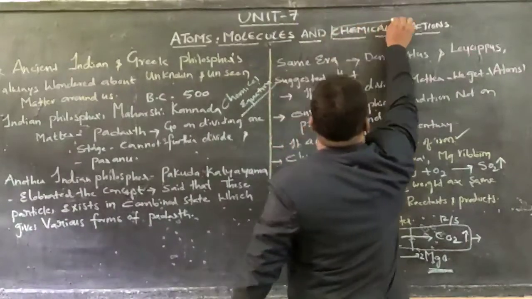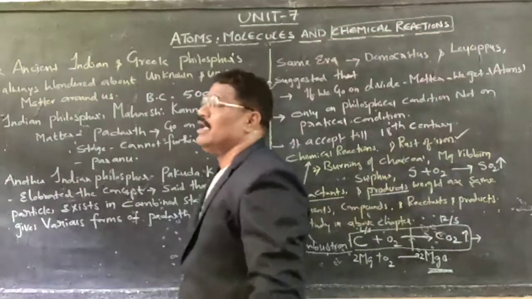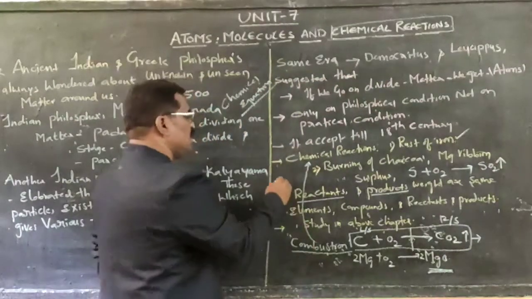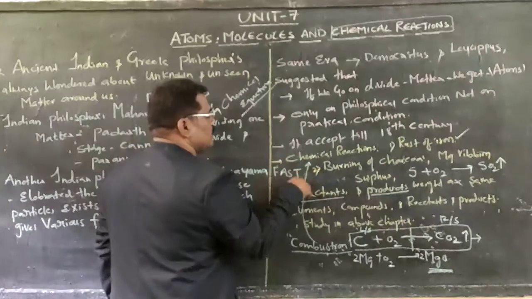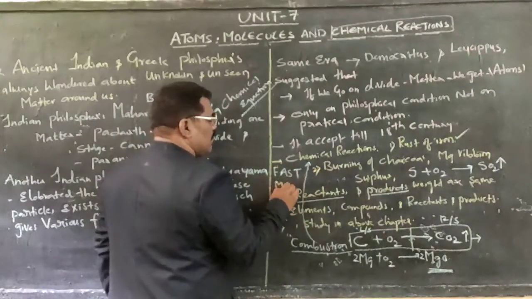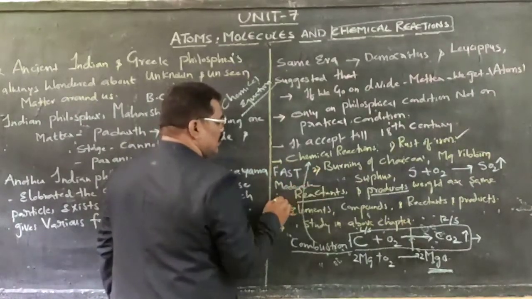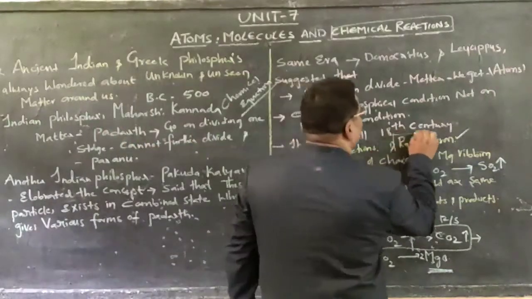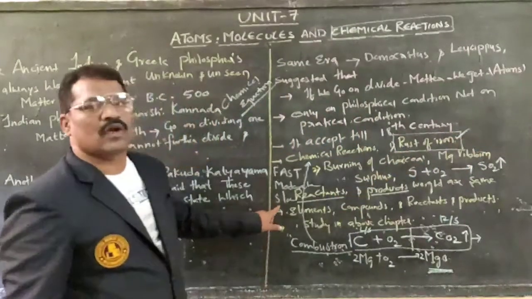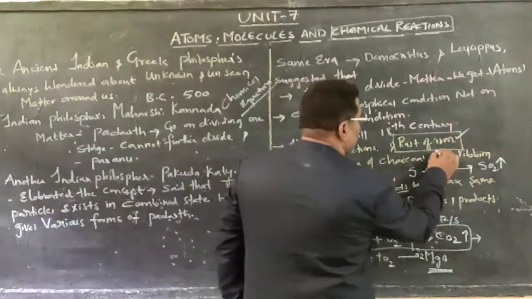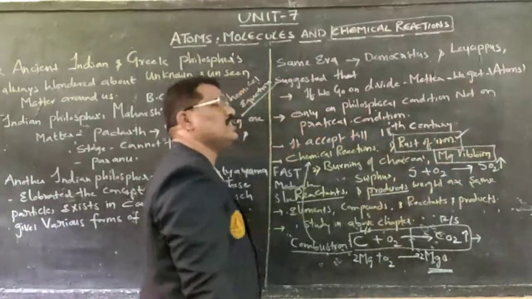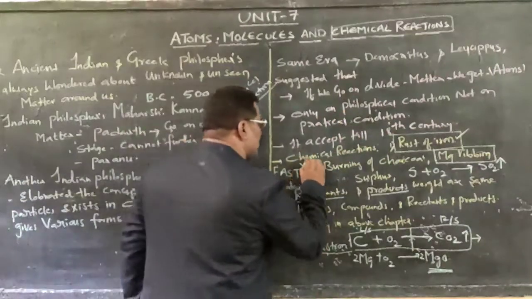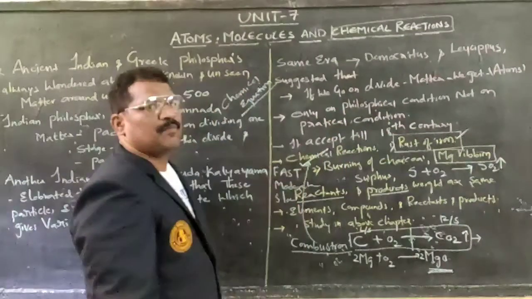Now, how can different types of chemical reactions take place? We have fast chemical reactions, moderate chemical reactions, and slow chemical reactions. Rusting of iron is a slow chemical reaction. A magnesium ribbon burning in the presence of air, burned within fractions of a second, is a fast chemical reaction.